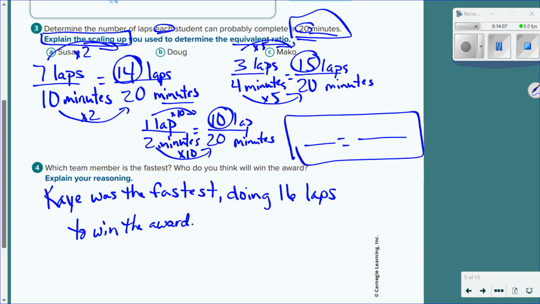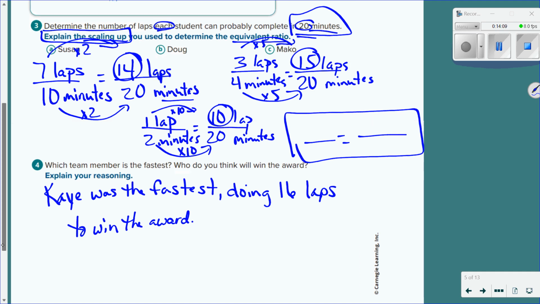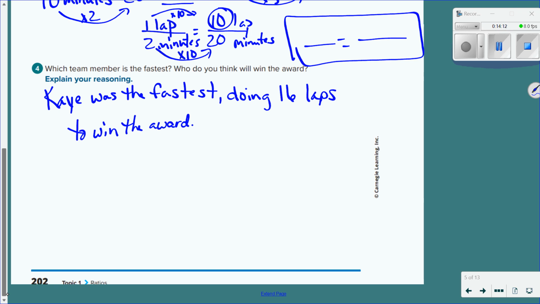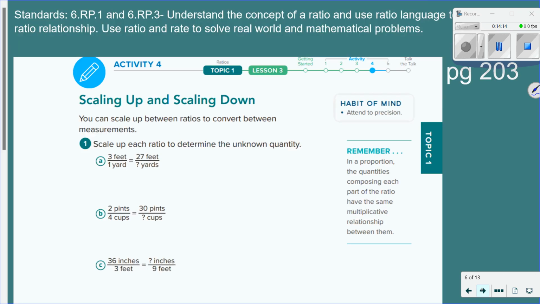Any questions on this page? That was the last problem, yes. Okay, let's go ahead and go to page 203. And we'll let Miss McShann take over.